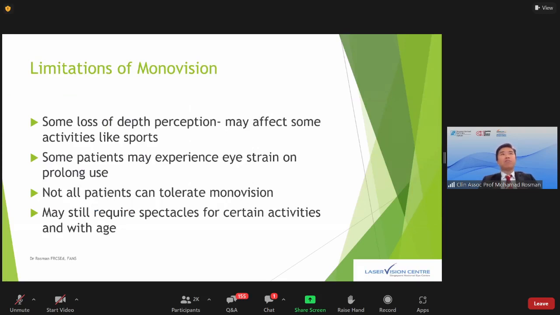So these are some limitations of monovision. There's some loss of depth perception. It may affect some activities like sports. Some patients may experience eye strain on prolonged use, and not all patients can tolerate monovision, and some will still require spectacles for certain activities and with age.